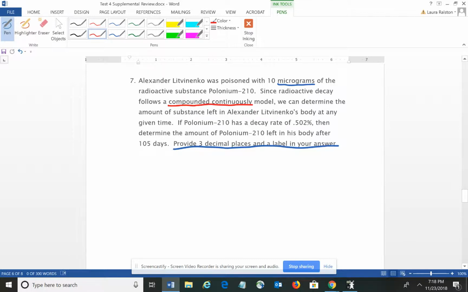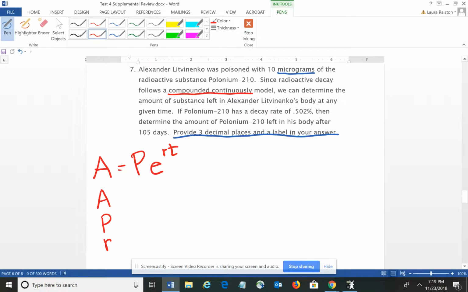So the compounded continuous model is A equals P times e to the rt. And remember, A is the ending value, P is the initial amount, r is the rate of decay, and t is the time. So if I'm reading this, it says we can determine the amount left at any given time, that he was originally poisoned with 10 micrograms. So the initial amount was 10.